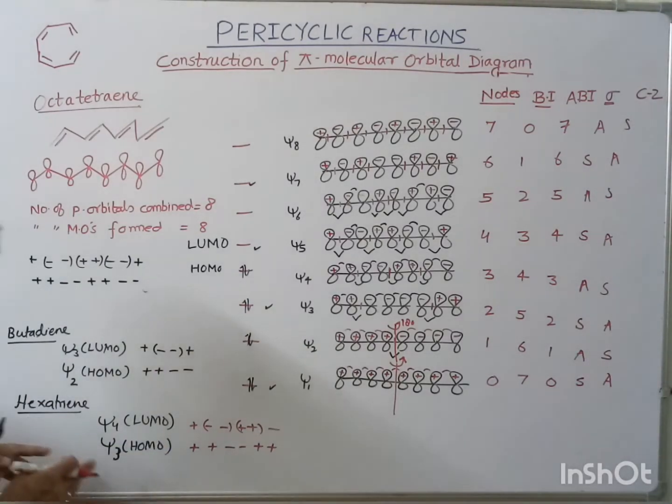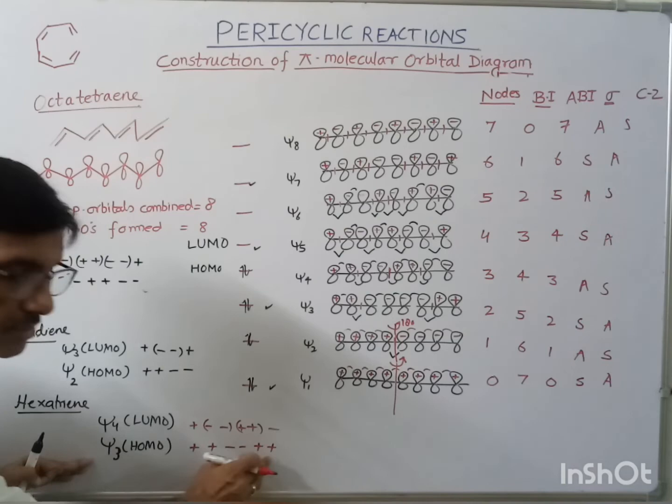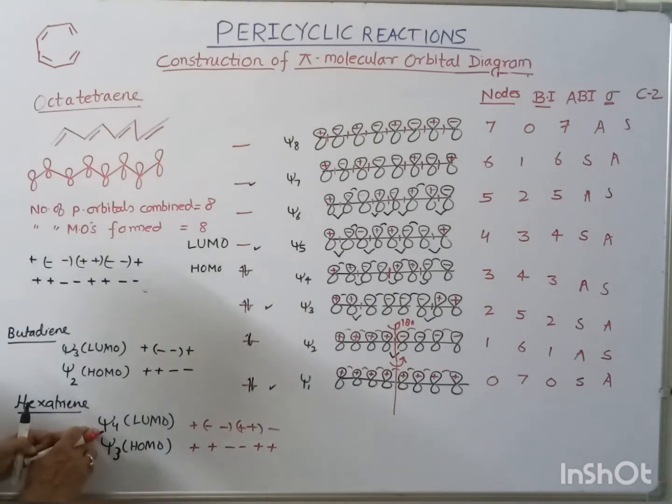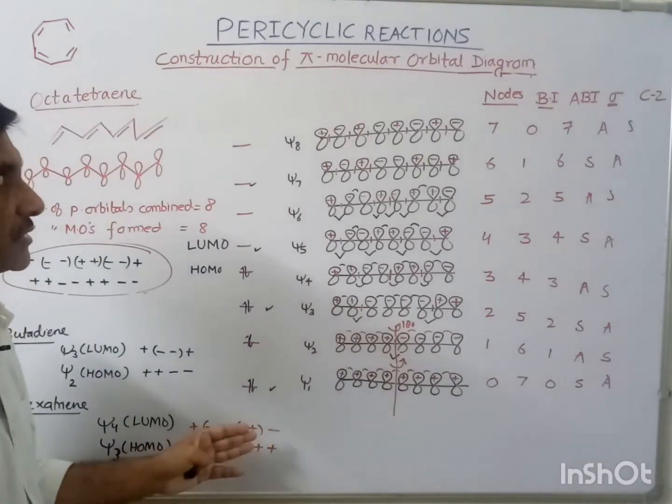No doubt psi 3 is the odd molecular orbital. That's why in the odd molecular orbital the end orbitals have the same sign. Psi 4 is the even orbital, where the end orbitals have opposite signs.